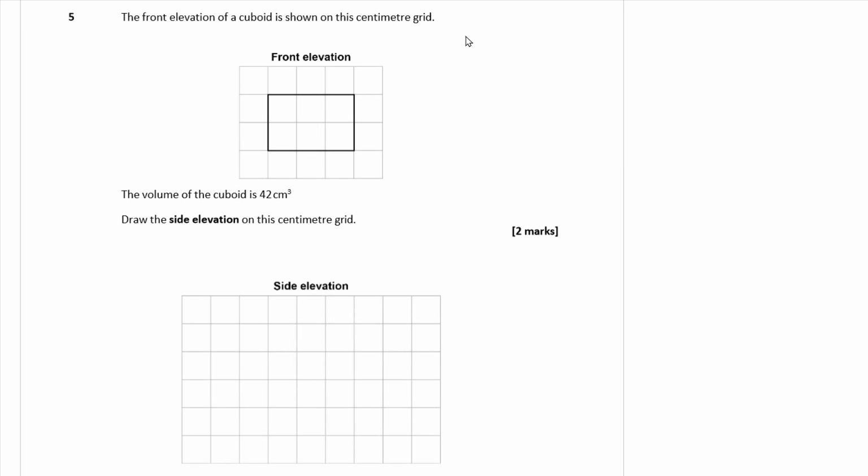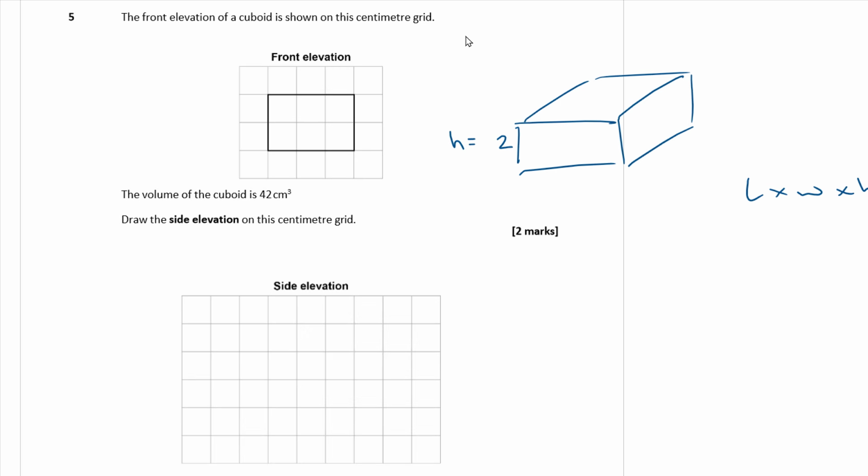Question 5. The front elevation of a cuboid is shown on the centimetre grid. The volume of the cuboid is 42 cubic centimetres. Draw the side elevation. Okay, so we've got the front elevation and we want the side elevation, which is that face. Now we know the total volume is 42, and we get the 42 by multiplying the length times the width times the height. So I guess the height is 2, isn't it? And the length is 3, which I'm getting from here. Look, so this is the front face. So that's 2 by 3.